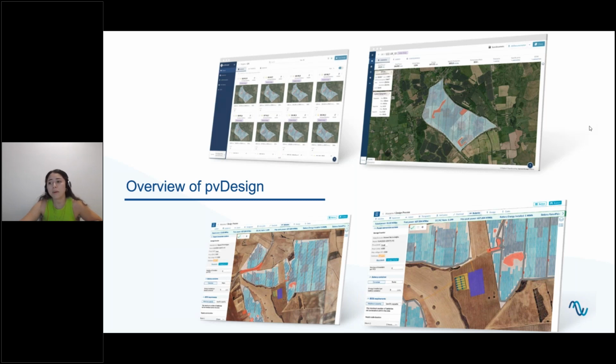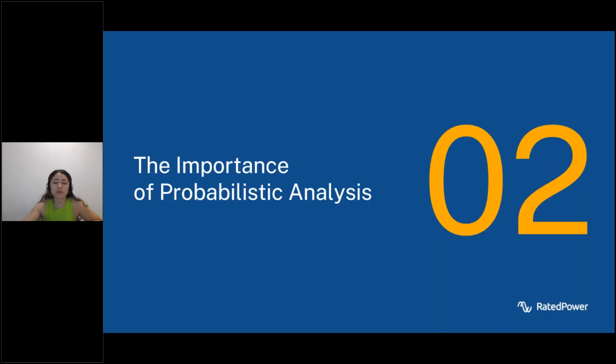By integrating probabilistic analysis into the design process in pvDesign, it will enable the user to account for factors such as weather variability and equipment performance degradation, providing a more realistic and comprehensive evaluation of project risks and uncertainties. The probabilistic approach empowers users to make informed decisions, optimize system designs, and mitigate potential financial and energy yield risks. So we will start with the first part of our webinar, which is the importance of probabilistic analysis.